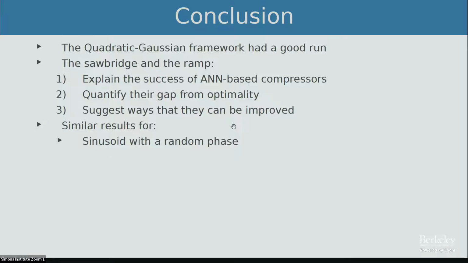So, a sinusoid with a random phase. It's a circle in 2D. So that's a low dimensional manifold in a high dimensional space, right? It's a 1D set in 2 dimensions. So we looked at that one too. Neural networks actually have trouble compressing that one optimally, somewhat surprisingly, given how simple it is.